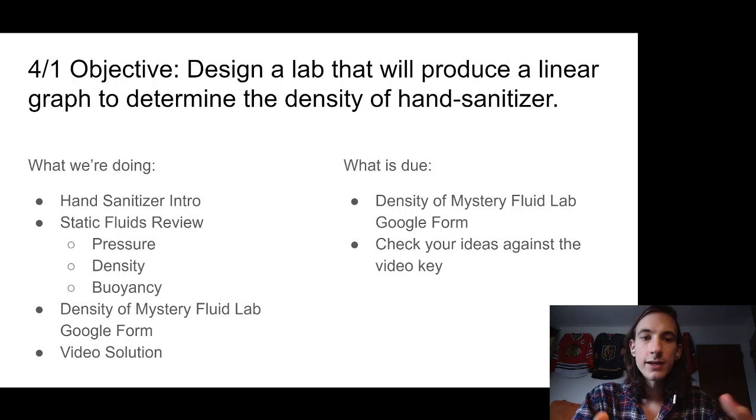In order to do that, I gave you a little preview about what we're looking at. I really quickly want to review static fluids. It's been a while, since September and August, since we talked about fluids that were static, so kind of stationary situations, where we talked about pressure, density, and buoyancy. And then I'll say, hey, try out this Google form. And I'll make a little video key to what I did in my experiment. So after you do yours, you can check against mine and see how those ideas sync up.